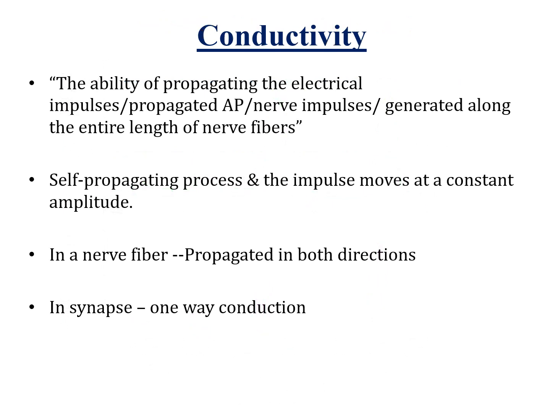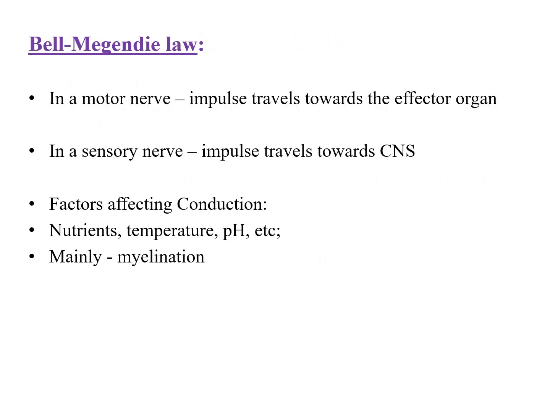Conductivity is the ability of propagating electrical impulses, or propagated action potentials or nerve impulses, which are generated along the entire length of nerve fibers. So it is a self-propagating process and the impulse moves at a constant amplitude. Now let's see how the impulses are conducted in the nerve fiber. The conductivity of a nerve can be explained using a law called Bell-Magendie law.